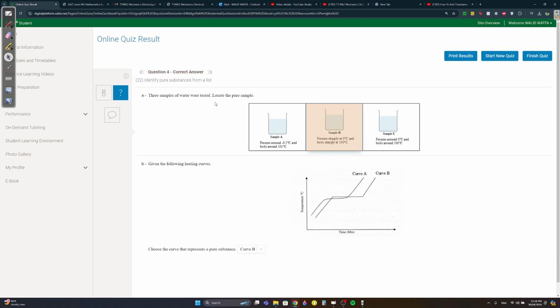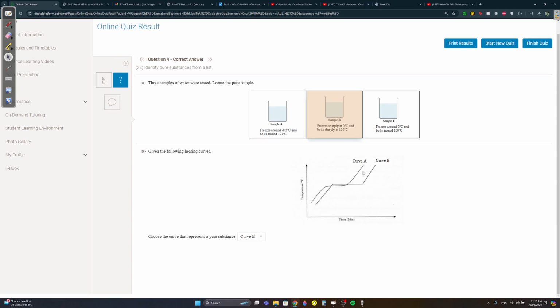Question 4. Which of the following is pure? Of course it's going to be the one that's sharp, not rounded. You can't say around. The pure one is the one with the straight line, curve B, straight.